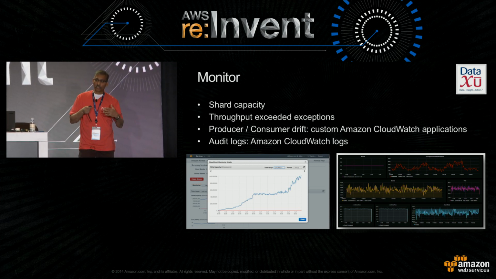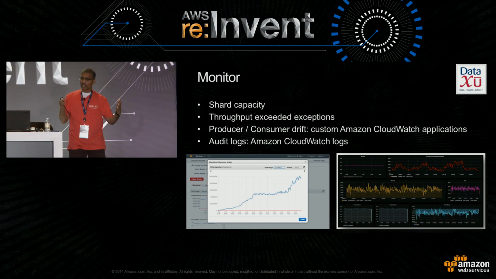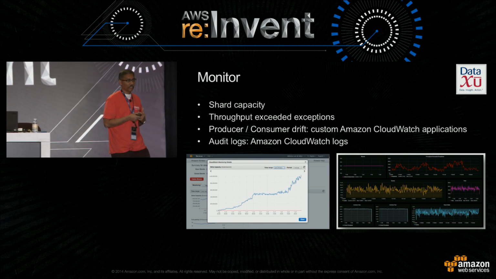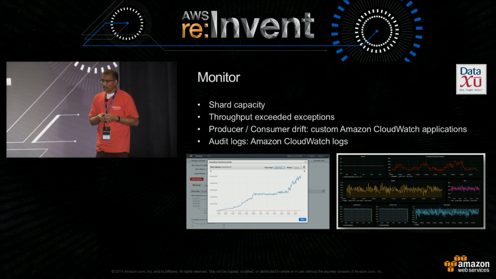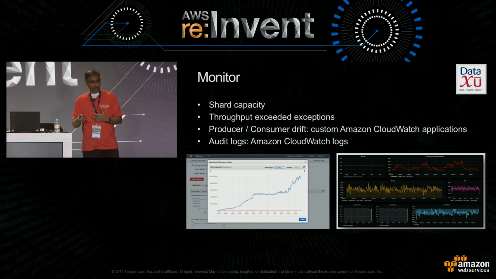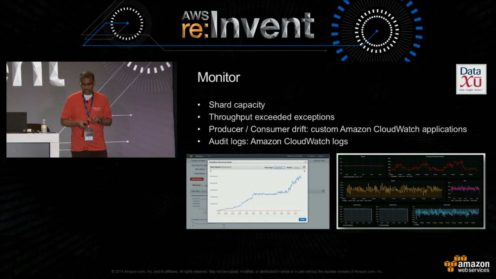Kinesis can track anything within the bounds of Kinesis. But outside, you have to track it yourself. So our clients, we've extended them to monitor the throughput exceeded exceptions. We need to know if we are running out of the shard capacity that we have provisioned. I'm going to come back to that one in more detail.